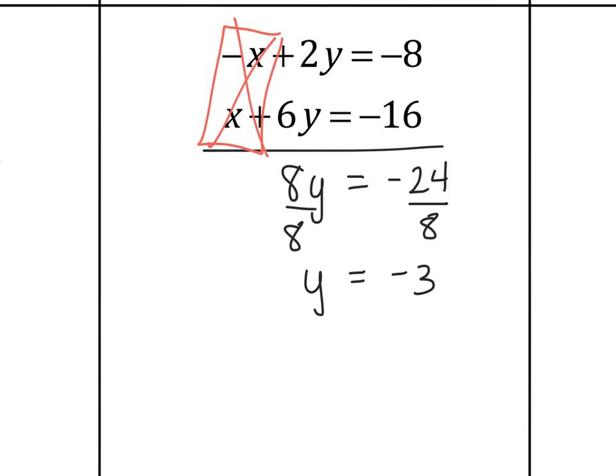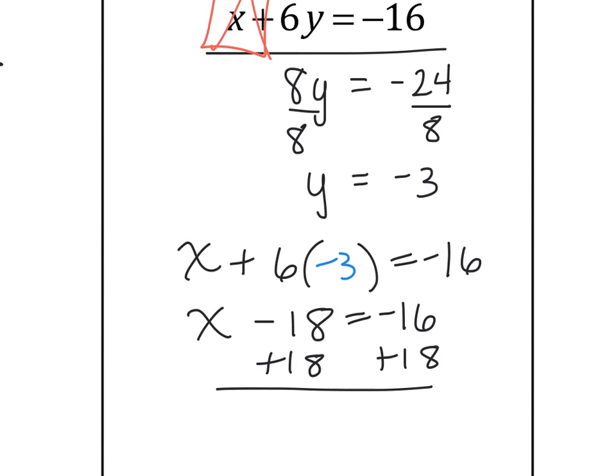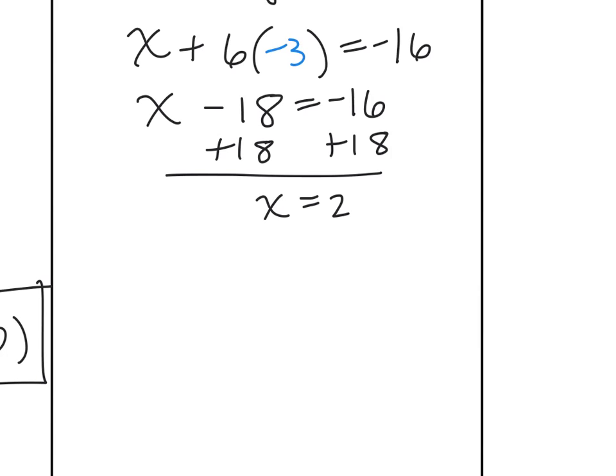Now I can plug that into either equation. It does not matter. I'm going to pick the second one down here just because there's fewer negative signs and I prefer fewer negative signs. So x plus 6 times y, which is negative 3, equals negative 16. So x minus 18 equals negative 16. Add 18 to both sides, and I get x equals 2. So I'm going to write my answer as an ordered pair, and it is (2, -3).